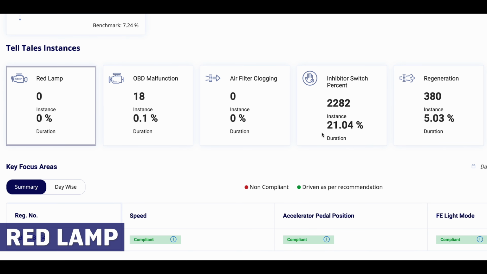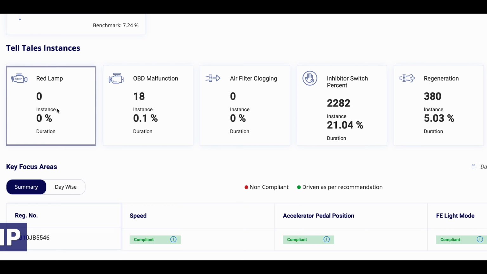The system also monitors and records instances of telltales, which can negatively impact fuel efficiency. This section shows the total number of instances recorded along with their duration's percentage of the total driving time. In this case, there are 0 instances of red lamp, indicating good driving habits.